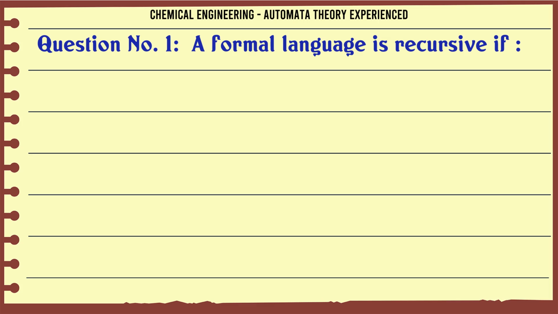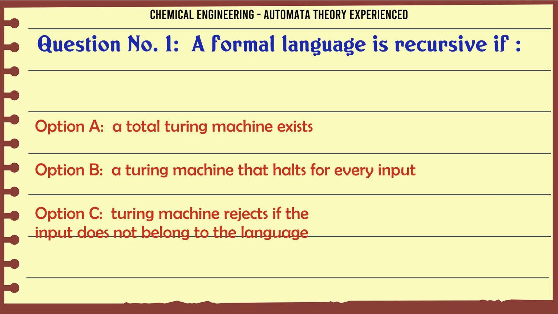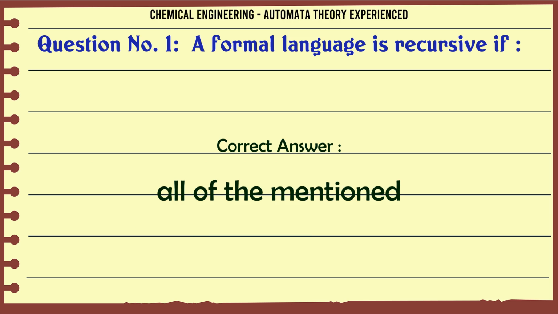A formal language is recursive if a) a total Turing machine exists, b) a Turing machine that halts for every input, c) a Turing machine rejects if the input does not belong to the language, d) all of the mentioned. The correct answer is all of the mentioned.